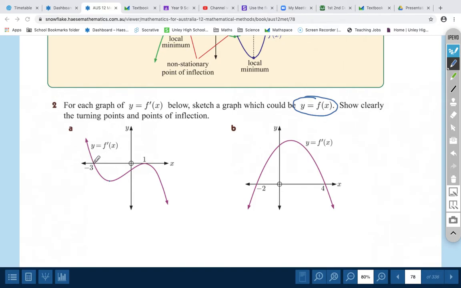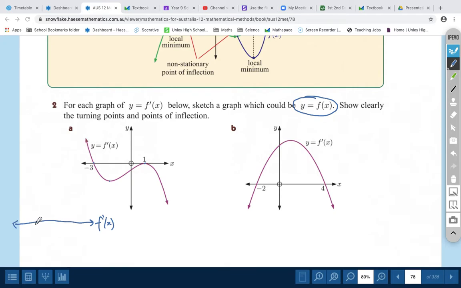I'm looking for where the first derivative equals 0, because that's going to indicate things like maximums and minimums. I find it really useful to draw a sign diagram of the first derivative, even though I've got a picture of it here. It doesn't say I have to do it, but I'm going to anyway.